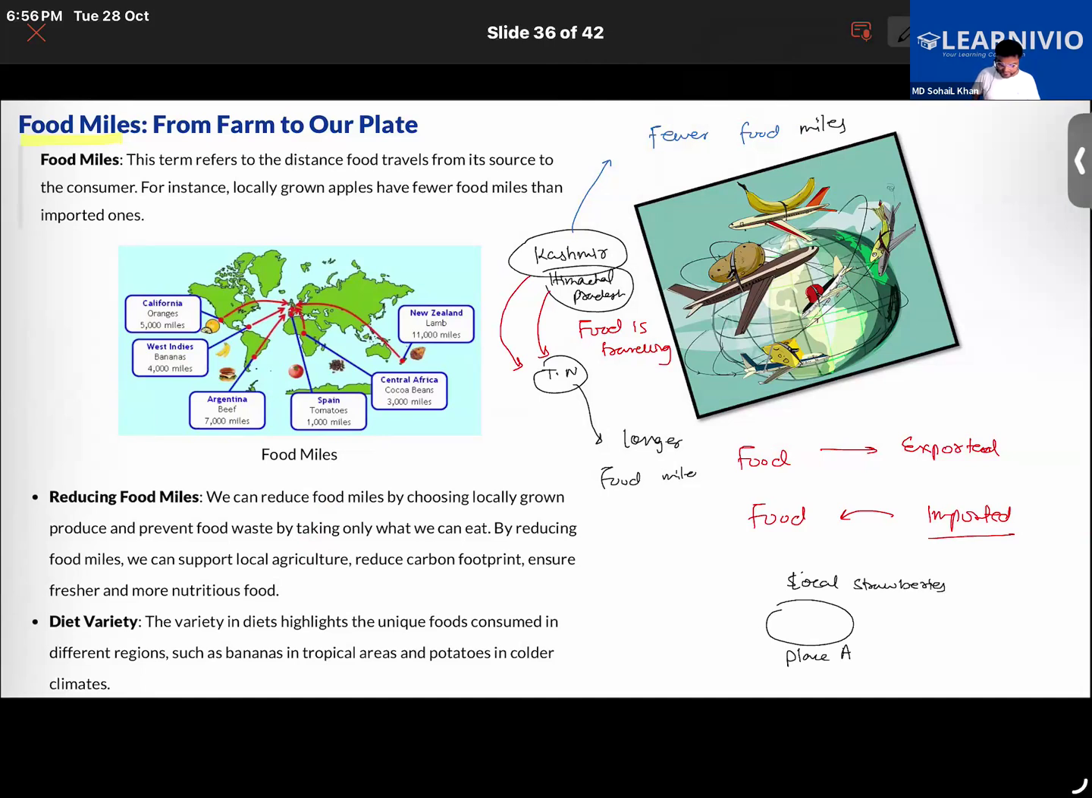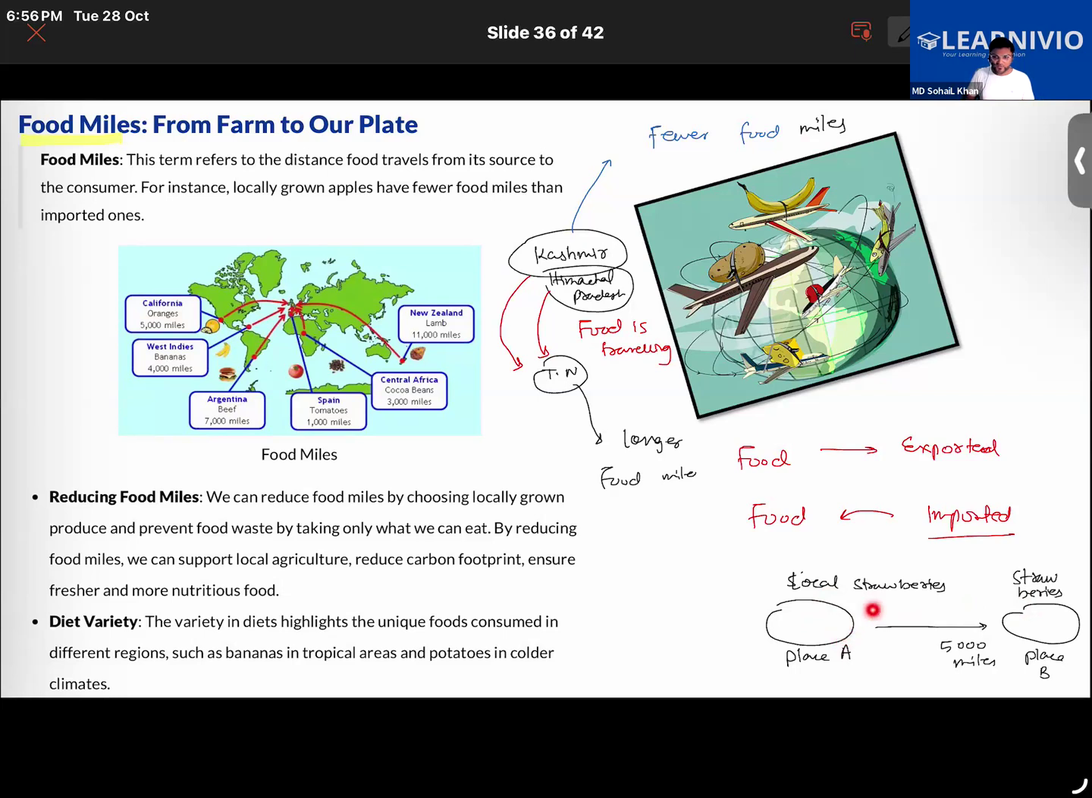While 5,000 miles away, there's another place called place B, where strawberries are also being grown. So this is a local strawberry, which is grown in my place, but the other is not local. It will be an imported strawberry when I bring it to my place and eat it.